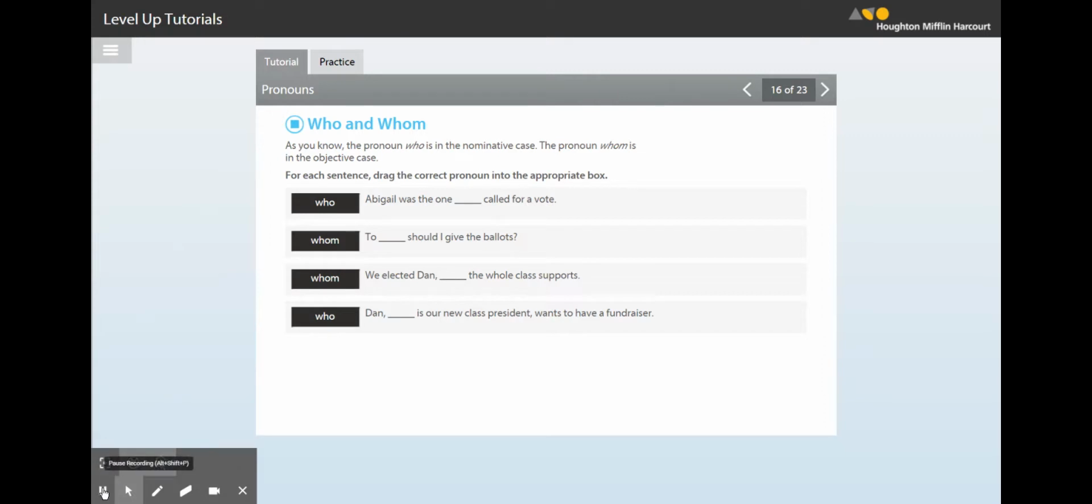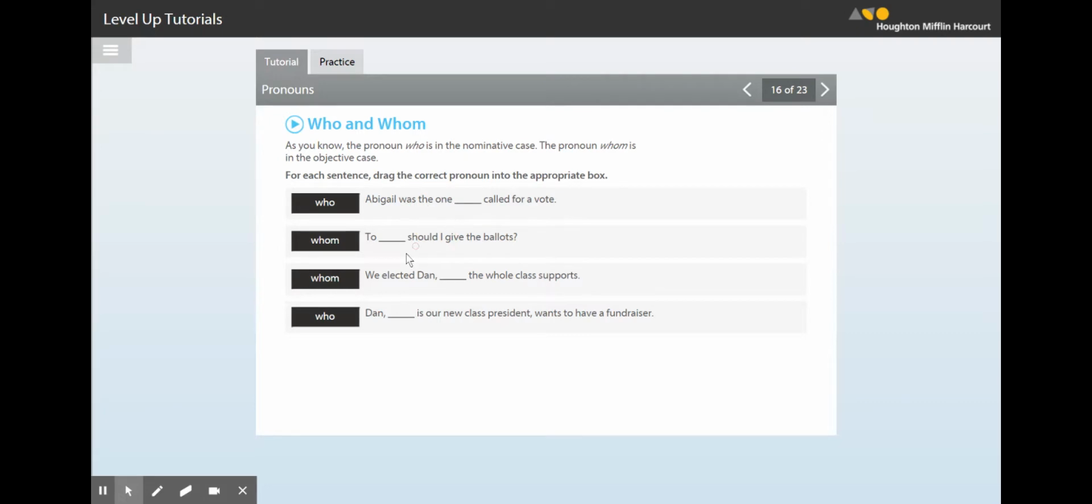For each sentence, drag the pronoun into the appropriate box. Number 1, Abigail was the one blank called for a vote. So in this case, my pronoun in question is referring to Abigail. She's the subject of the sentence.